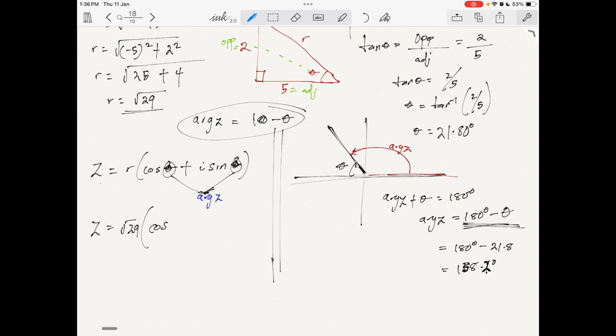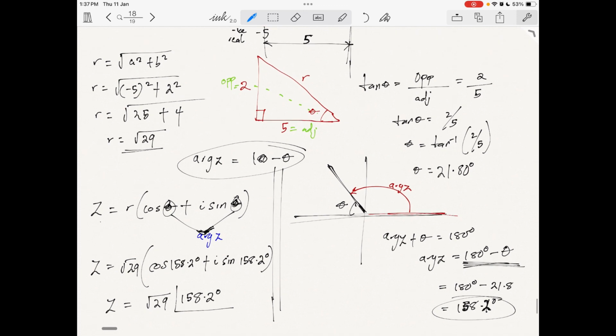So this gives us cos 158.2 degrees plus i sine 158.2 degrees. This theta and this theta are being switched for the argument Z. So henceforth we can write it as root 29 cis 158.2 degrees. Now this brings us to the end because this is the answer for question 2.